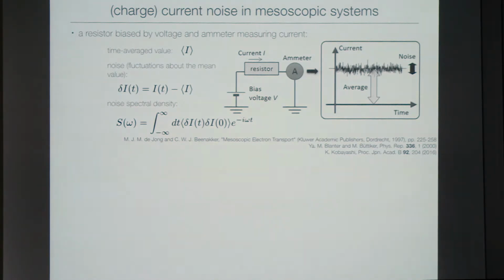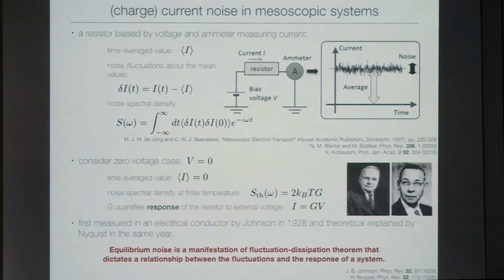And there's always noise existing in the system, even in equilibrium at finite temperature. And this was first measured by Johnson in 1928, and it was theoretically explained by Nyquist in the same year, in back-to-back papers in Physical Review. And so let's imagine a case when voltage is 0, average current is 0, but the noise spectral density, essentially, there's a white noise, almost frequency independent noise in the background, which is proportional to the temperature and also proportional to the conductance of the system. And so by looking at noise, basically you can get information about the conductance, which is the information you could have gotten by just looking at the current response. And so this is actually a manifestation of a tight relationship between random fluctuations in the system and the response of the system, which is just a manifestation of fluctuation dissipation theorem.